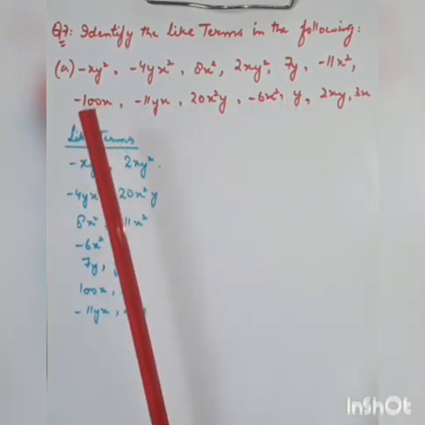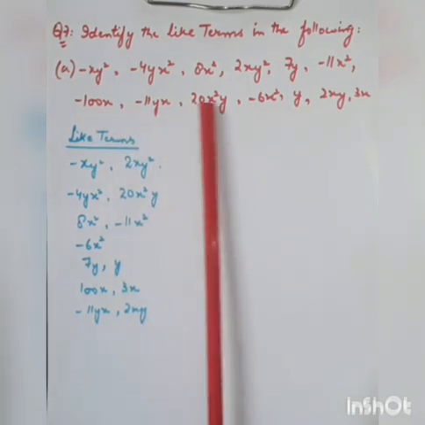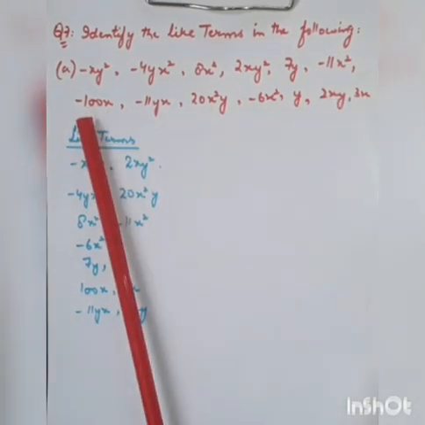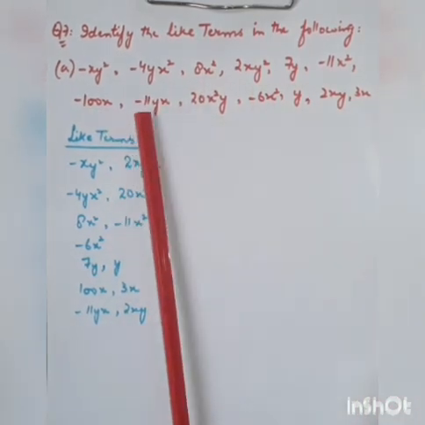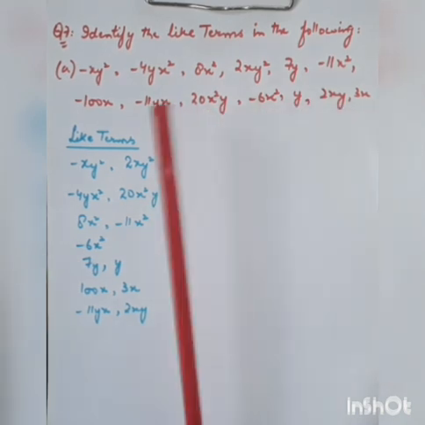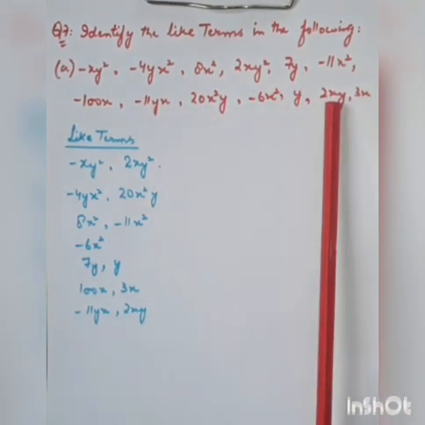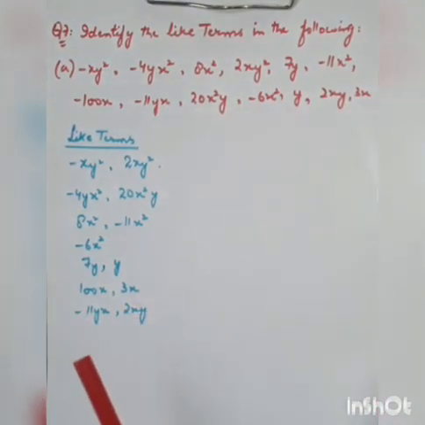Okay, then we have this 100x. This 100, so we have to find out the term which contains only x. So this is the term. So minus 100x and 3x, these are the like terms. And then we have this yx. Here we have yx, minus 11yx and 2xy. Okay, these are also the like terms. Okay, so you will solve part B of this question yourself.